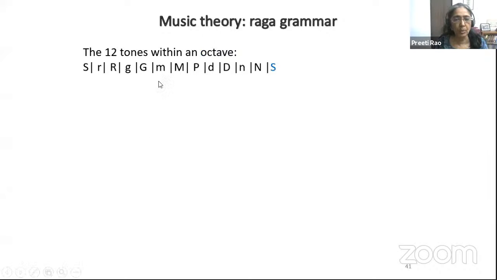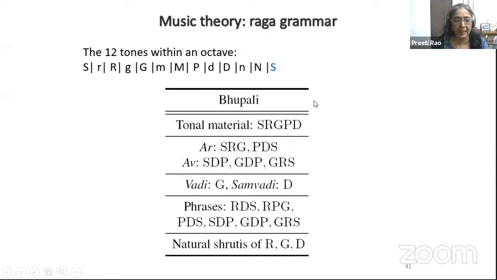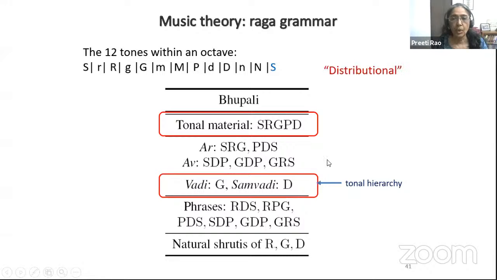Okay, so what does music theory tell us? For the 12 notes written in Indian notation here within an octave, for example, let's look at an example of a raga. Bhupali happens to use only 5 of these notes. We see the ascending and descending, so this tells us the order in which the notes occur. This also tells us something about the tonal hierarchy, which are the most important notes possibly in terms of their frequency of use, and also maybe the duration that is spent on these notes. So all of this is referred to as the distributional representation of the raga. It tells us something about the distribution of the tones.